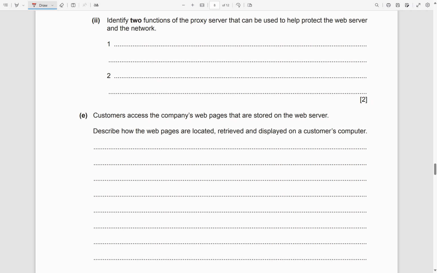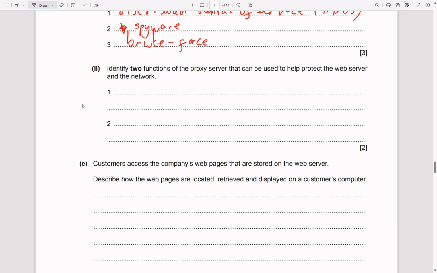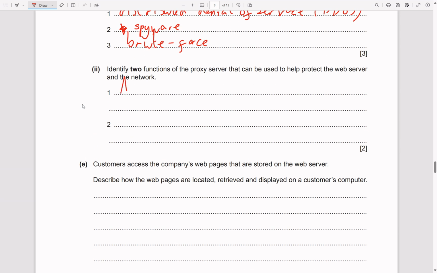Right, identify 2 functions of the proxy server that can be used to help protect the web server and the network. Okay, so we could say maybe it will act as a firewall, and can be used to block requests based on their IP address.